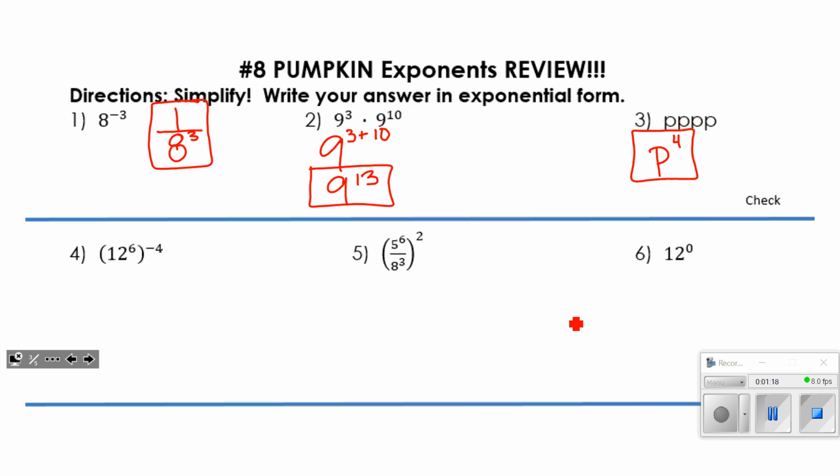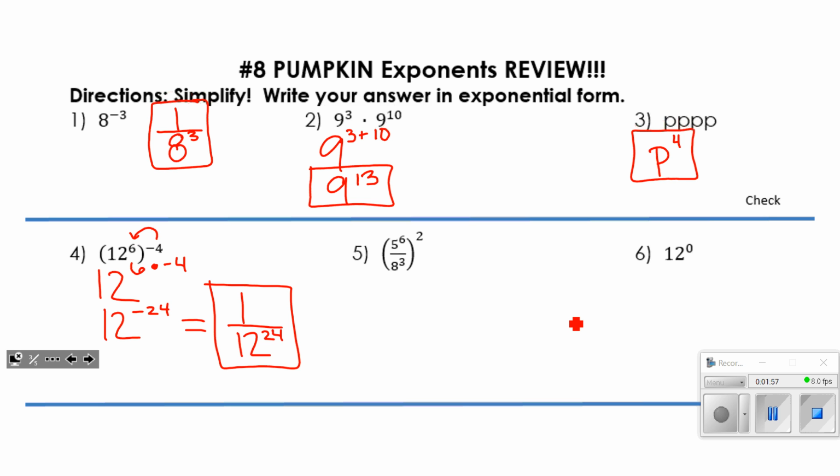Number 4 is a power to a power, so we have a superpower. We're going to multiply. We're going to multiply this negative 4 by the 12. So here's our work, show our little problem. 12 raised to the 6 times negative 4. That would give us 12 to the negative 24th power. We can't have a negative attitude, so let's build our house. The 12 needs to go downstairs to make that negative 24 a positive 24. And then we fill in our fraction.